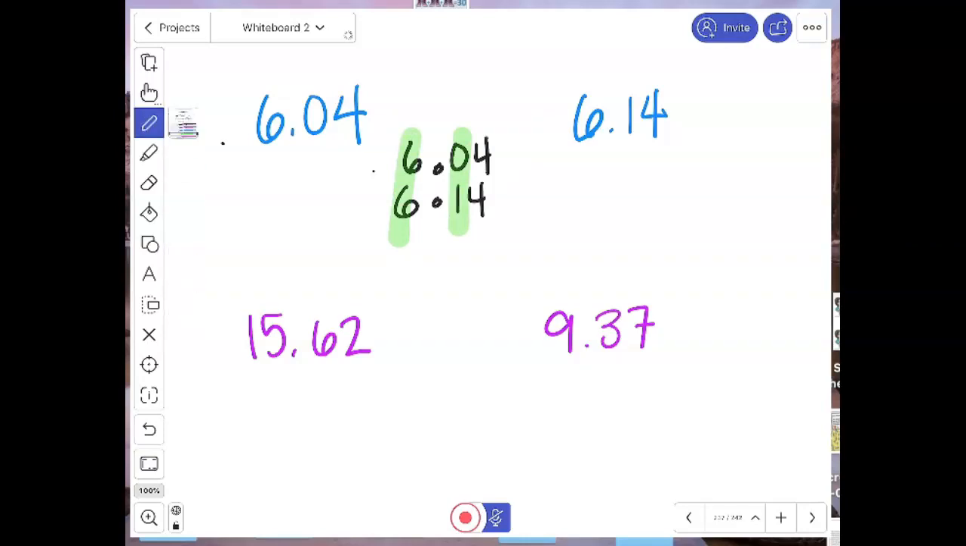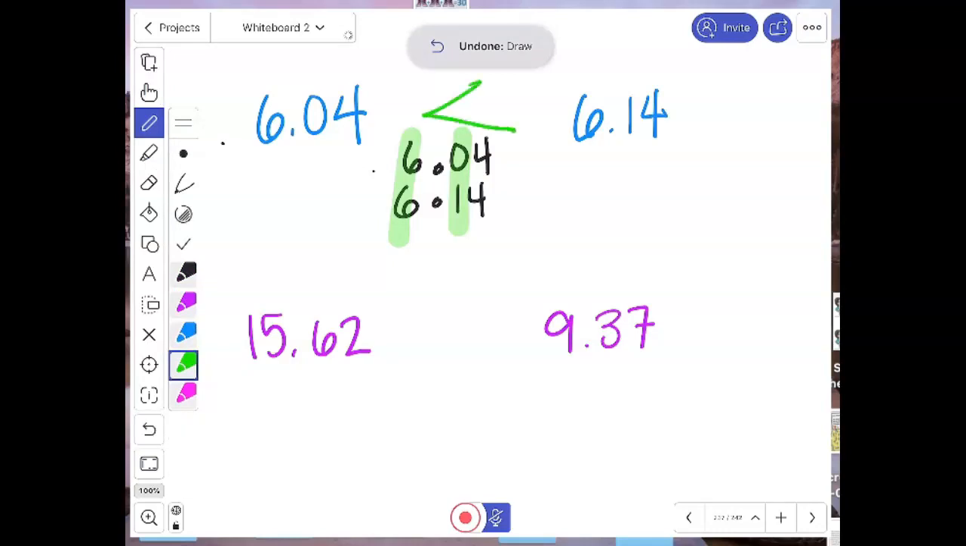0 is less than 1, so, whoops, I went backwards. So that decimal is less than the other decimal. I can also look at it like this is $6.04. This is $6.14. Okay, here's where it can get tricky.